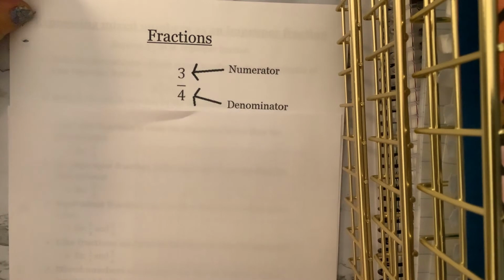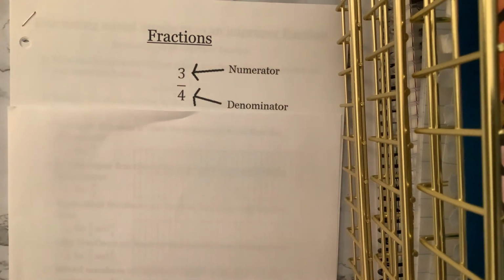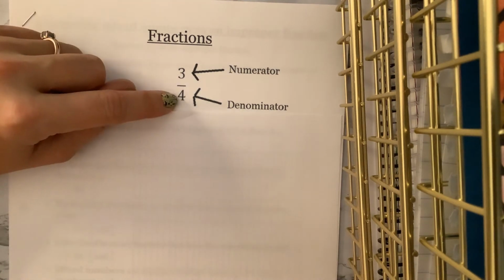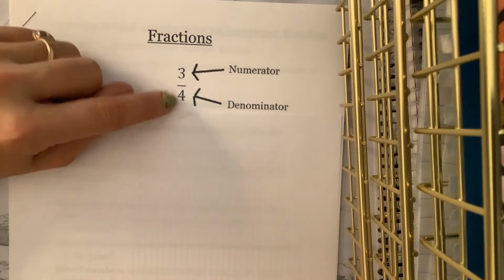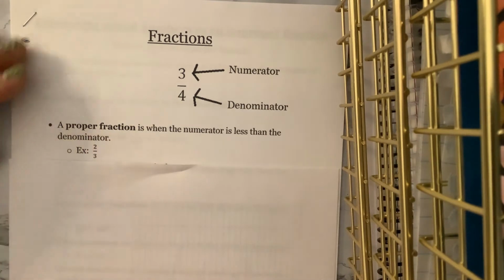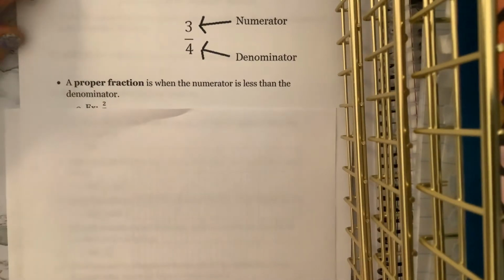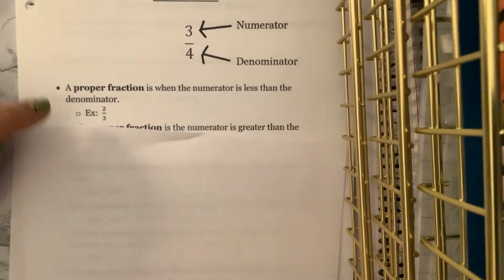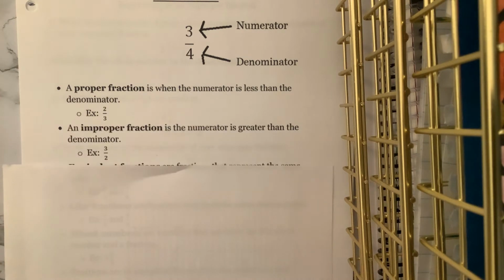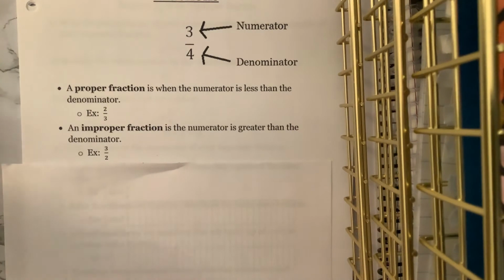So fractions. Again, this is just a review about the terms we use with fractions. So a fraction is always a number over another number. This top number we call the numerator. This bottom number we call the denominator. So the numerator and denominator. A proper fraction is when the numerator is less than the denominator. For instance, 2/3, right? 2 is less than 3, so we call this proper. An improper fraction is when the numerator is greater than the denominator. So 3/2, that would be an improper fraction, okay?